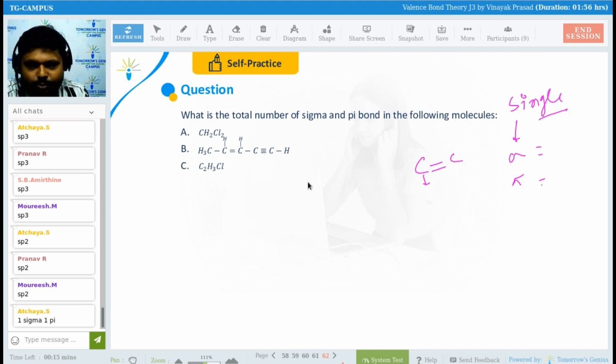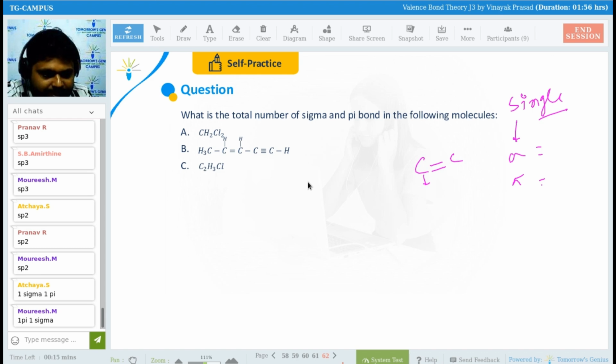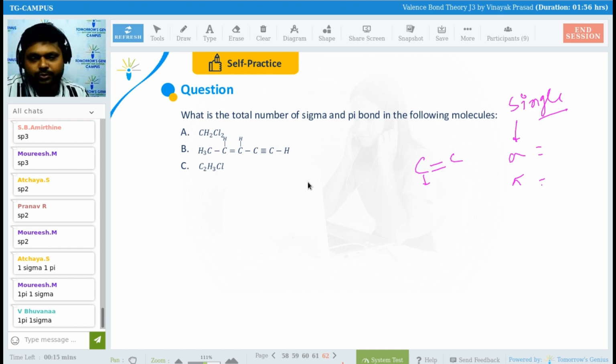What is your answer, guys? I was answering for question number 1, sir, the 4 sigma bond. No, I am not asking for the first, I am asking for this. 1 pi, 1 sigma, 1 sigma, 1 pi, guys. Okay. Those whom I said very good, that is not good. The answer is totally wrong.